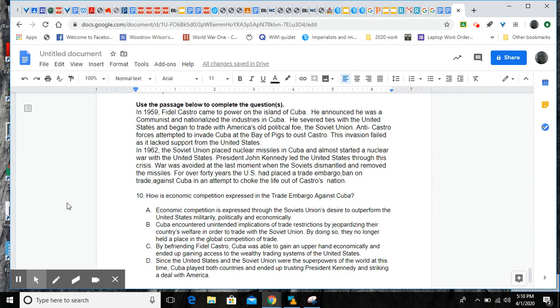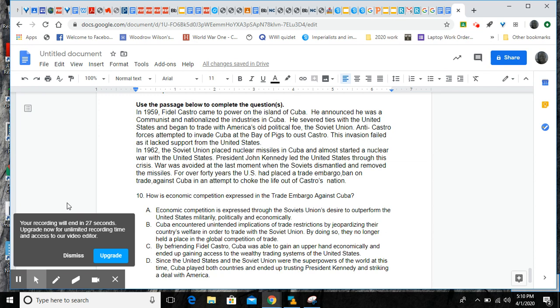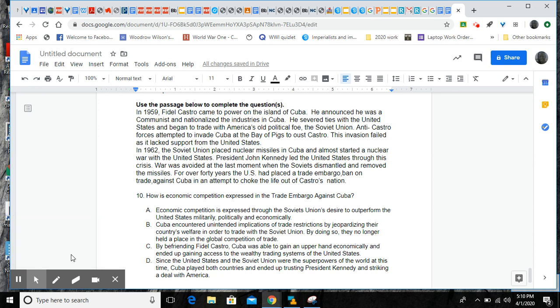Number 10 is a little tricky because it's asking you about economic competition and you don't really see those words in the passage. So you have to know that economics deals with making money. And you have to know that competition is when different countries around the world were competing to try to make the most money. And you got to know that trade is what caused them to make money. So you got to connect all of those into getting your answer. Because remember, it is in the passage, but it's not directly in the passage. So you have to think and connect all those things I just mentioned in order to get the answer.